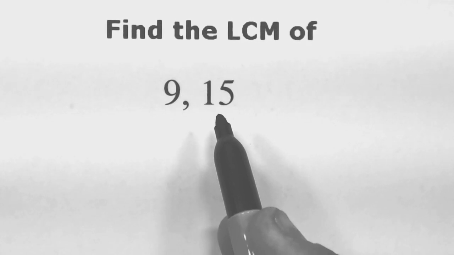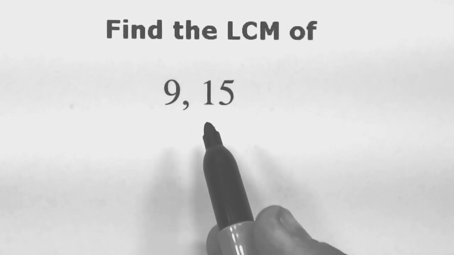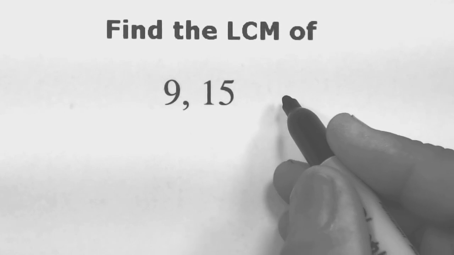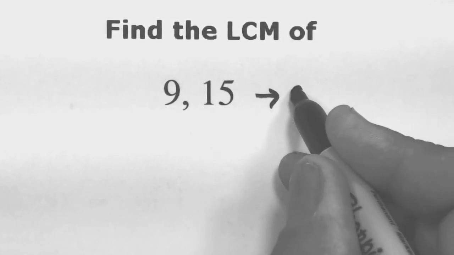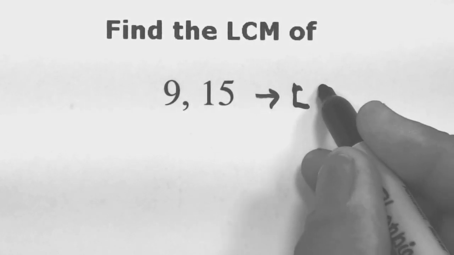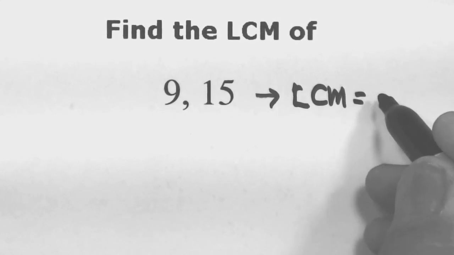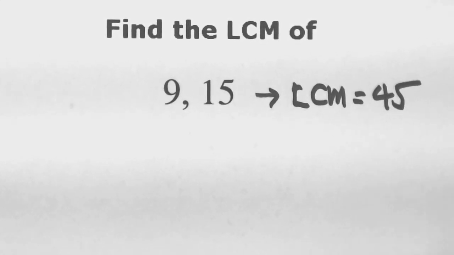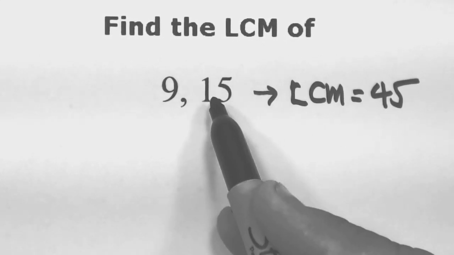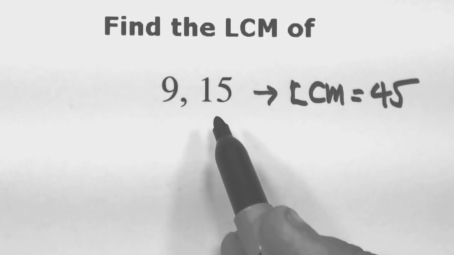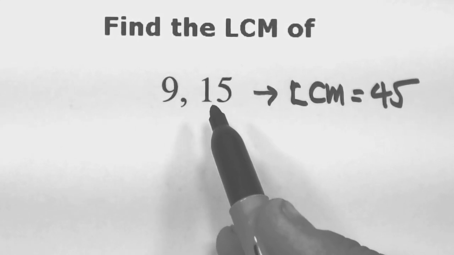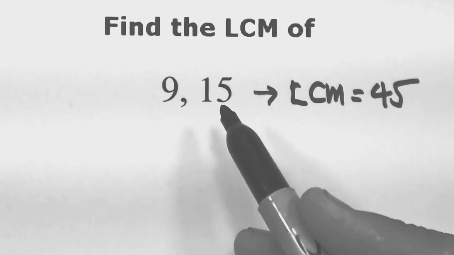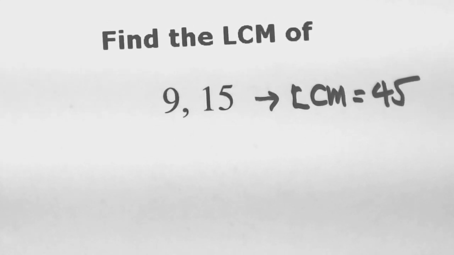Does 9 divide evenly into 45? Well, I think it does. 9 times 5 is 45, isn't it? So we get from this that the LCM here equals 45. That's the first multiple of 15 that 9 would divide into. So this one's still easy enough that we can go ahead and use the multiples method.